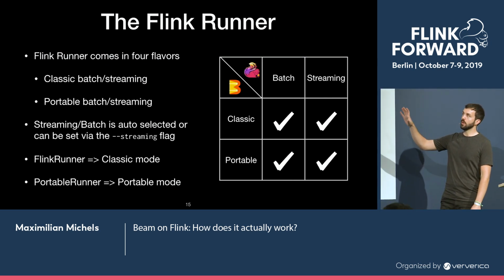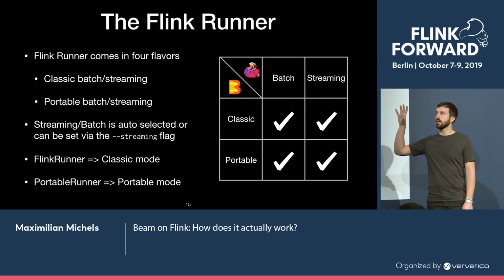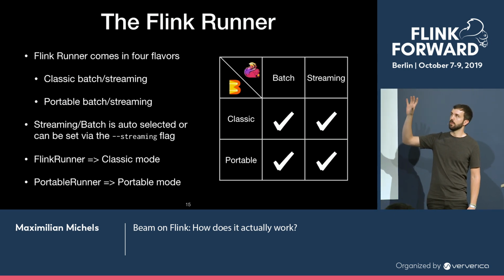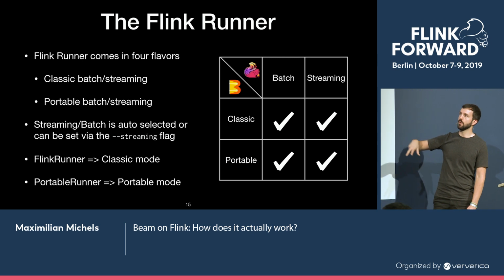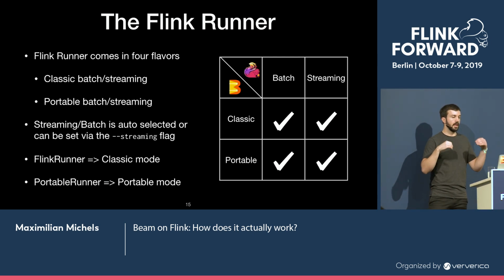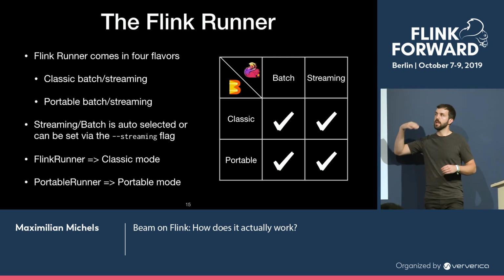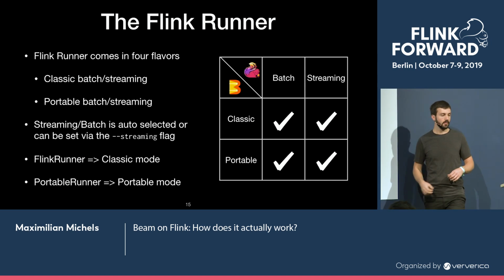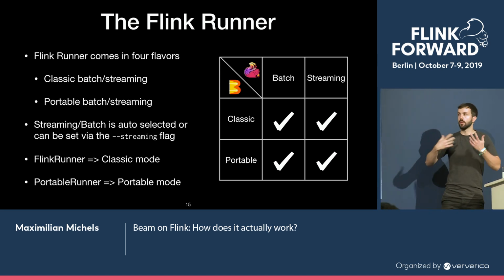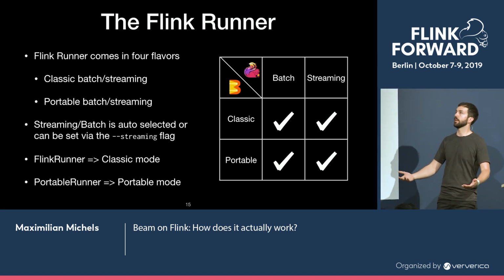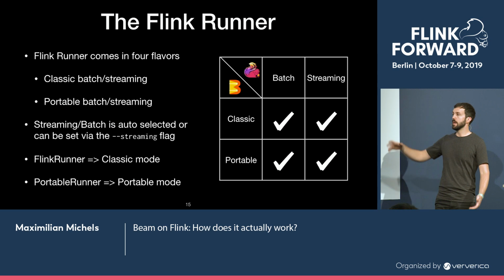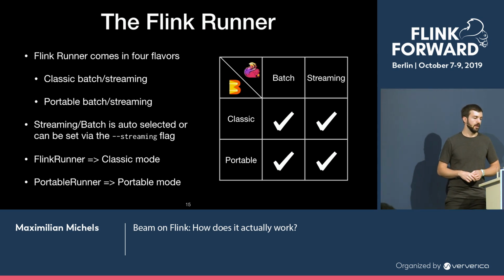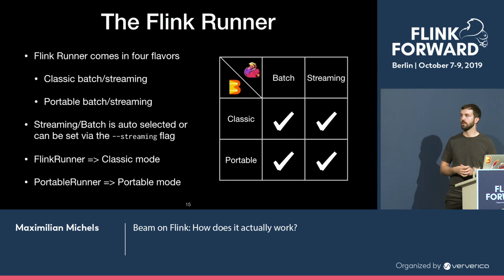If we look at the Flink Runner, as a user you don't need to worry about this, but this is a more technical talk, so I thought I would mention it. It actually comes in 4 flavors. We have a classic runner, which exists for batch and streaming, because there are 2 different APIs in Flink. And then there's the portable runner, also for batch and streaming, because again, we have 2 APIs in Flink. So that makes internally 4 translators, 4 sub-translators for the actual Flink runner.